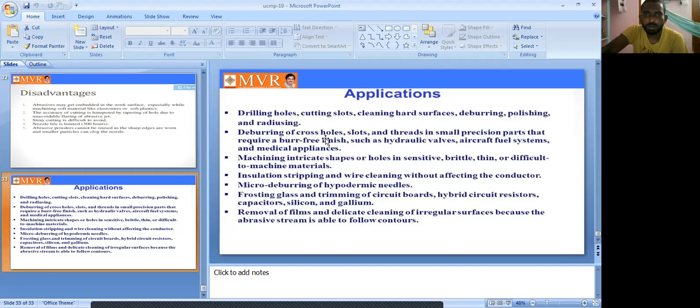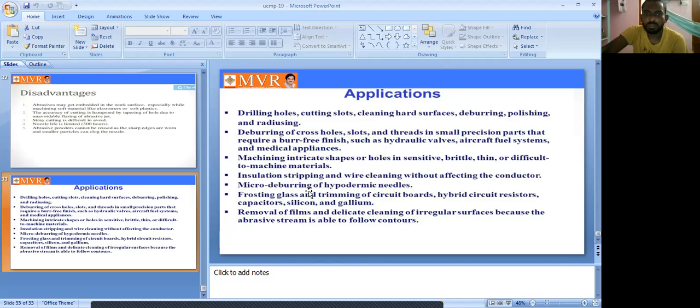Deburring of cross holes, slots, and threads in small precision parts that require burr-free finishing, such as hydraulic valves, aircraft fuel systems, and medical appliances. Also machining of shapes or holes in sensitive parts, brittle, thin, or difficult-to-machine materials can be done.